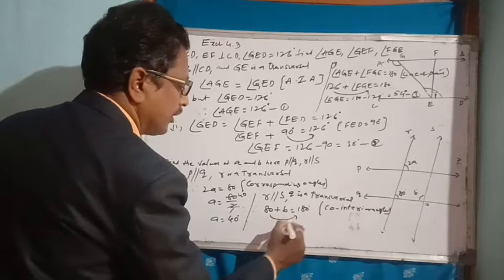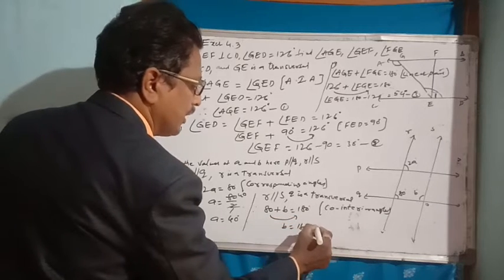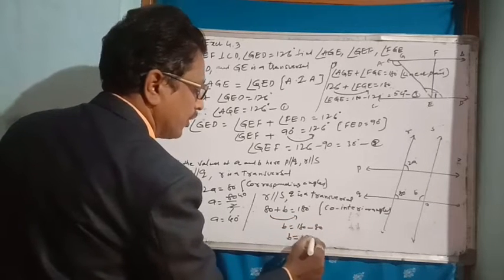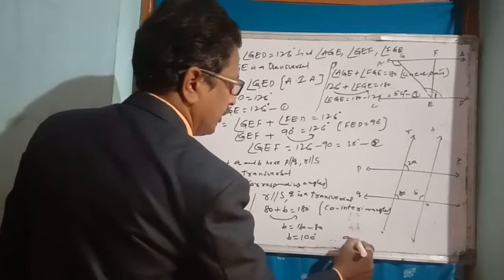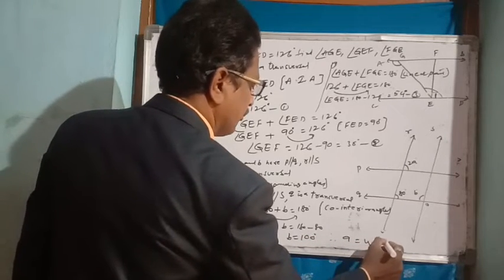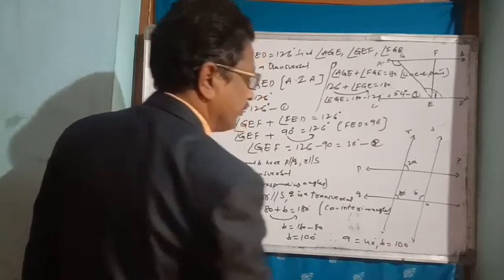And then on the right side, B is equal to 180 minus 80. B is equal to 100 degrees. Therefore, A equals 40 degrees, comma, B equals 100 degrees.